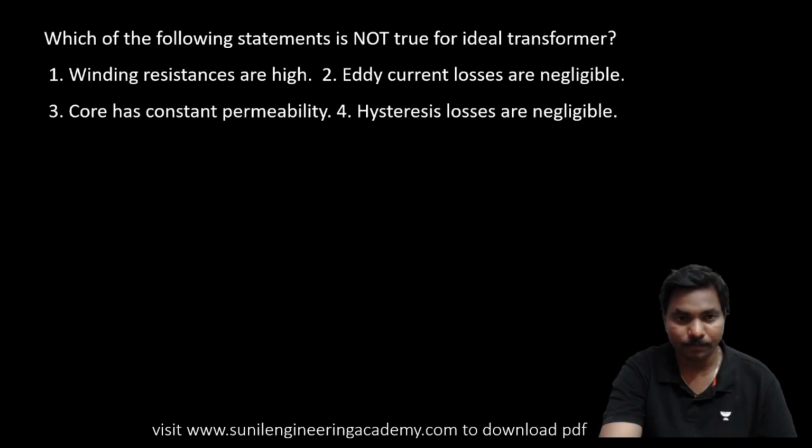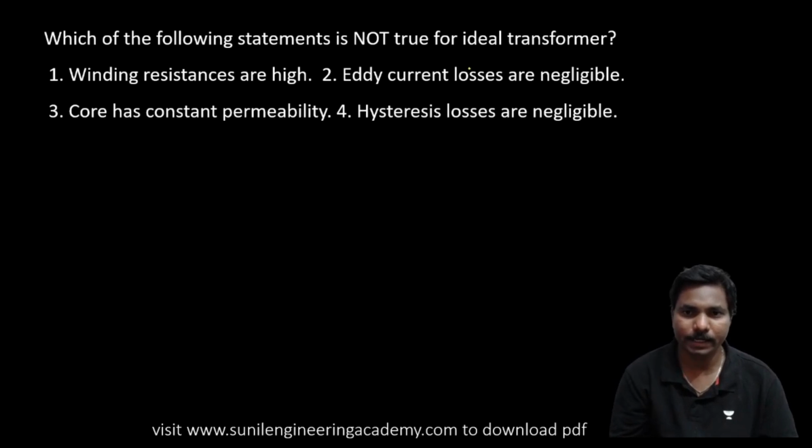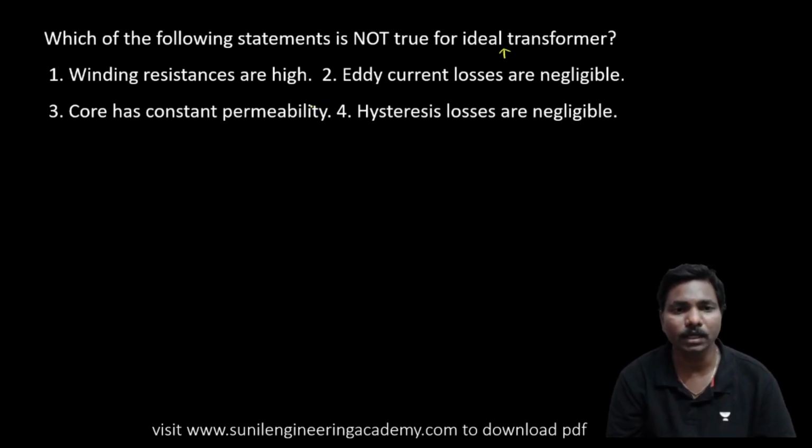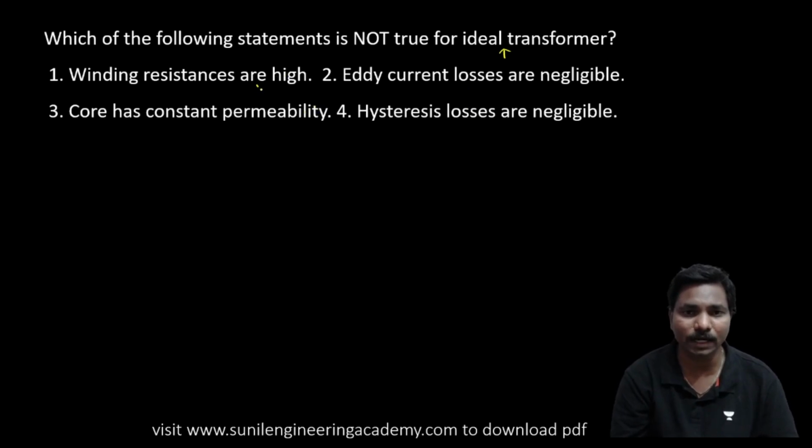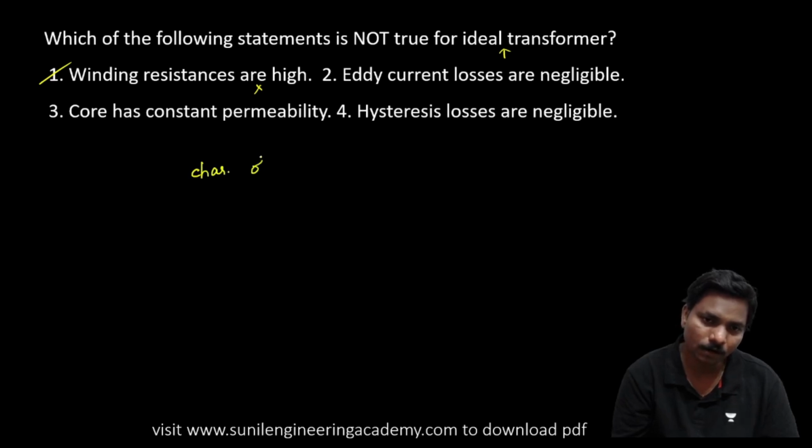Coming to the next one: which of the following statements is not true for an ideal transformer? For an ideal transformer, the resistance must be as low as possible, almost zero. But here the resistance is given as high, so that is not correct. So the answer is option A, that is option 1. We know some of the characteristics of an ideal transformer.